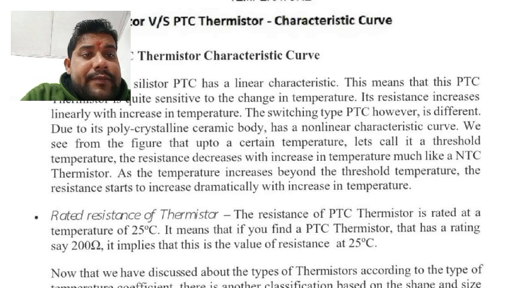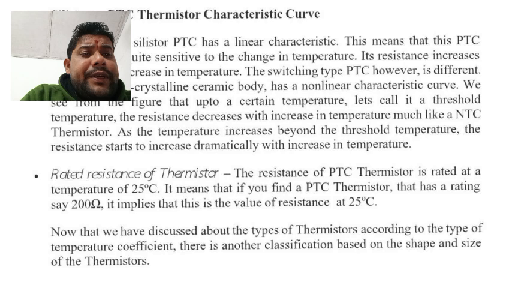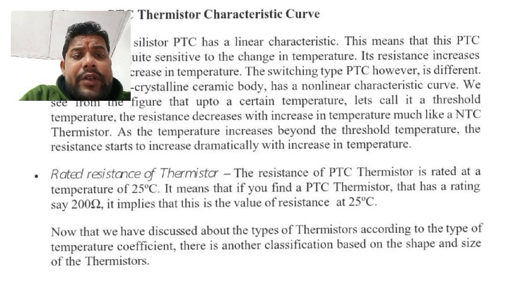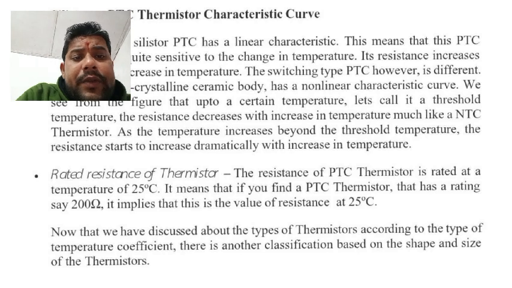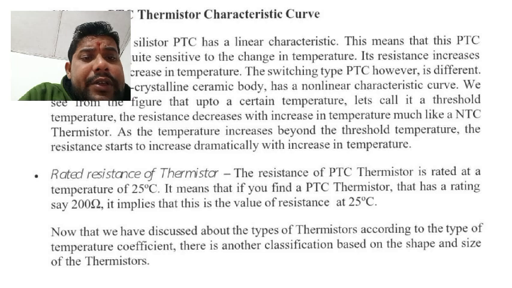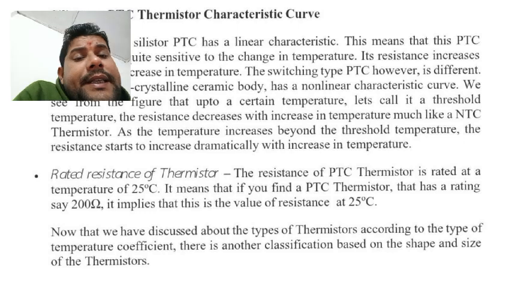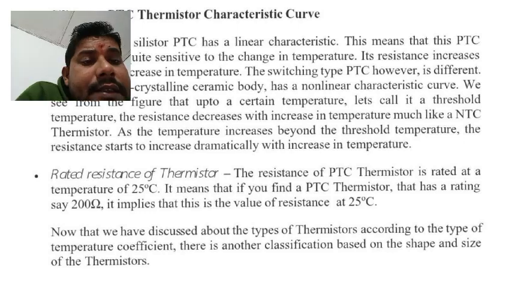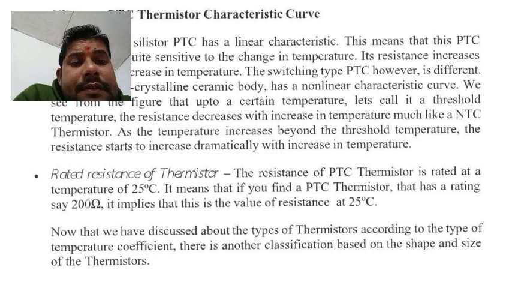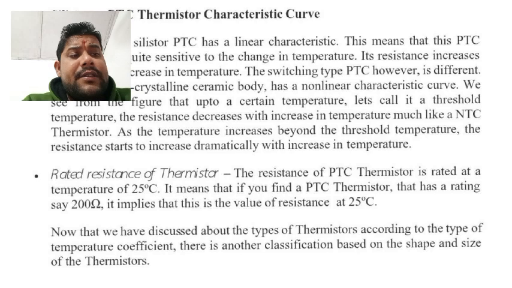As temperature increases, so does the resistance of the thermistor. The resistance of a PTC thermistor is rated at a temperature of 25 degrees. It means if we find a PTC thermistor with a rating of, say, 200 ohm, it is symbolized that its value is 200 ohm at 25 degrees Celsius. Now we have to discuss another classification of thermistors, based on shape and size.